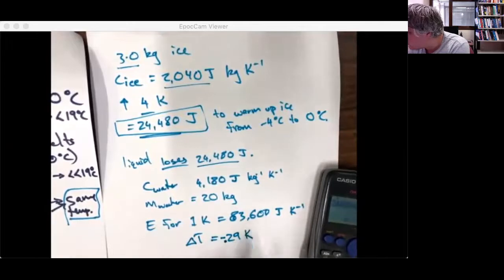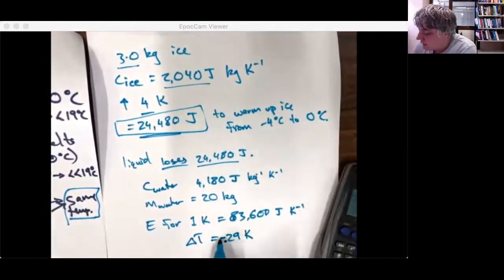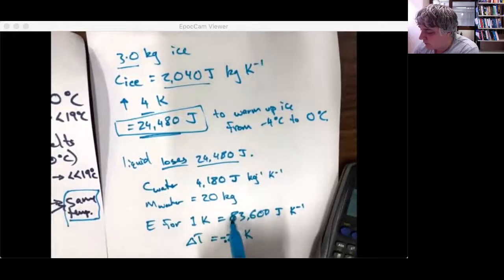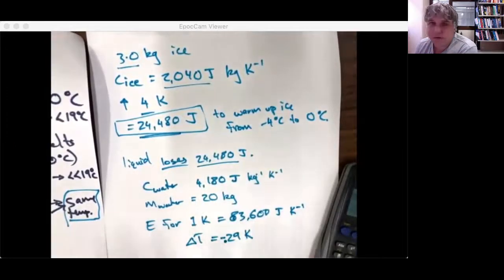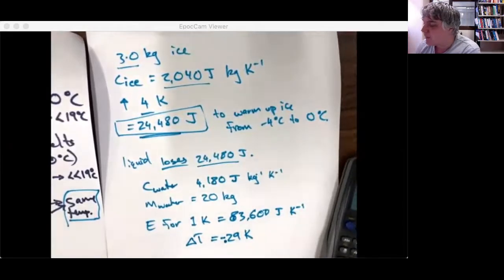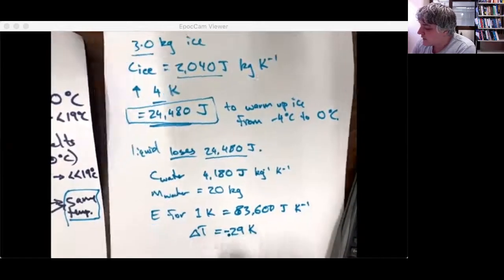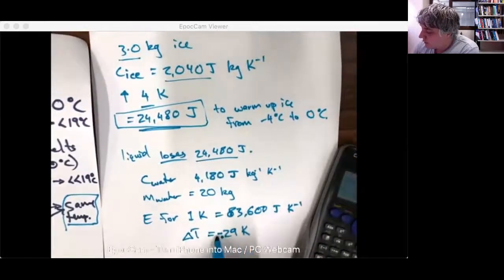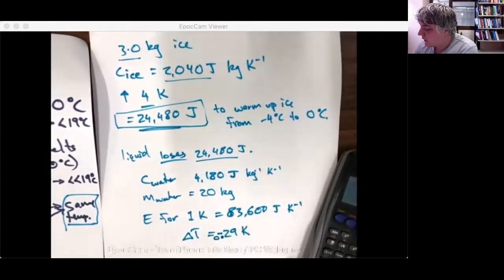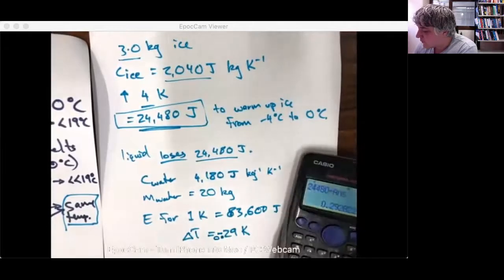0.29 Kelvin. I added the negative in now because I'm moving into a temperature scale and I know it's dropping in temperature because we know it's losing energy. But I didn't include the negative when I was just doing my working, because, again, keeping in mind the physics, we know the water is losing energy means we know it's going to cool down. So our change in temperature is 0.29, or about a third of a Kelvin.